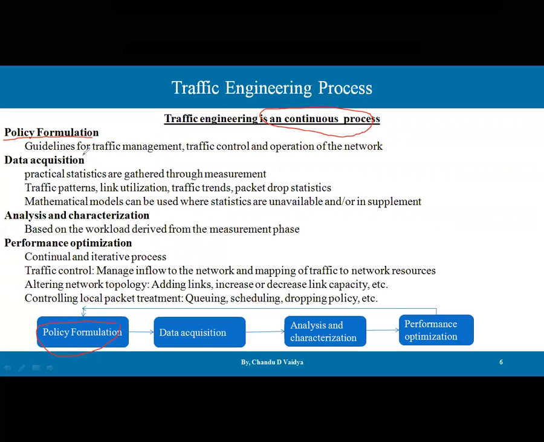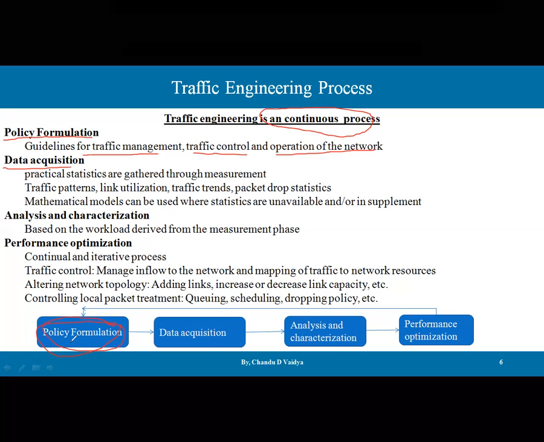What are the guidelines for traffic management, traffic control, and operation of the network? What are the guidelines for how the traffic can be managed, how it can be controlled, and how the operation can be performed over the network? Everything is set here in policy formulation. Ultimately, it is the rules and guidelines, the manual to be prepared, and that is the policy formulation. The second phase, or second entity, is data acquisition.